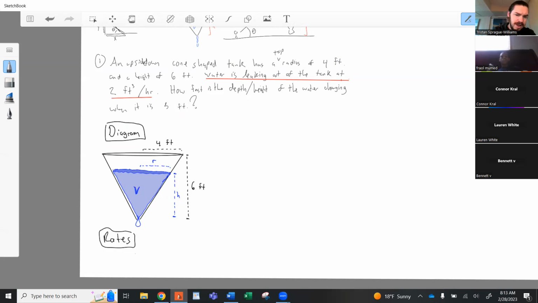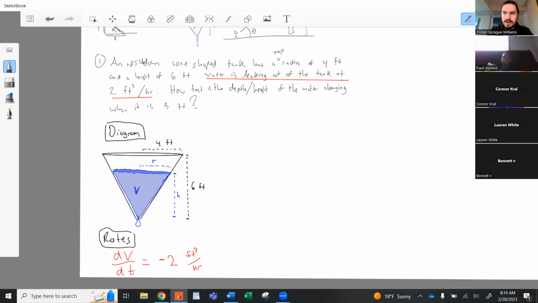It means that the rate of change in the volume of the water in the tank with respect to time, so dV over dt, is equal to 2. Although actually, I guess the volume of water in the tank is going to be getting smaller if it's leaking out, right? So I'll write that as -2 feet cubed per hour. So that's one rate involved here.